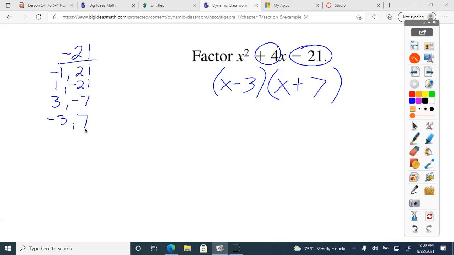You just got to pick the one that adds up to what? 4, which is negative 3 and 7. Does that make sense? It ain't too bad. If I pick this one, what do they add up to? Negative 4. I don't want negative 4. I want positive 4. Everybody with me? Easy enough?